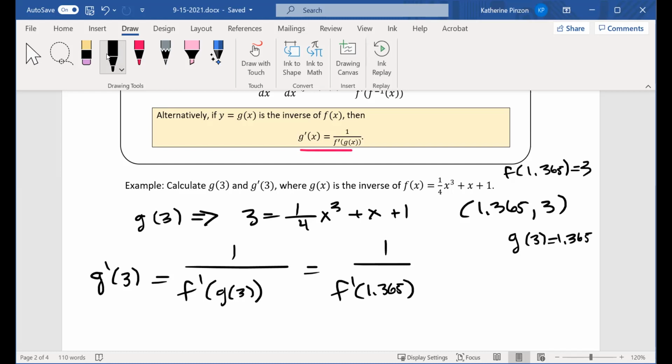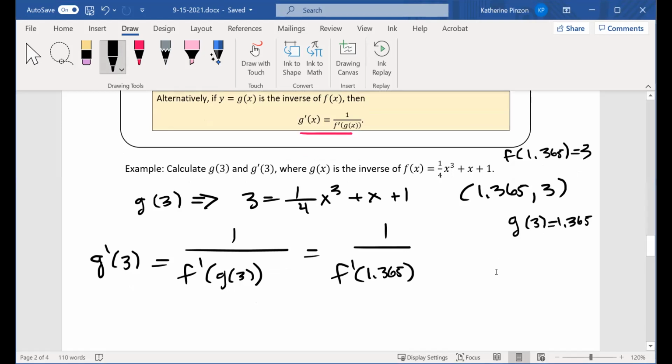I got 1.365 by saying f of what equals 3. So I solved this equation, f equals 3. I did that in Desmos. I just graphed that. I graphed 3 and I found out where they were the same. So that was the Desmos here. Here was my f. Here was where they're equal. So when x is 1.365, y is 3. That means in the inverse, when x is 3, y is 1.365. The inverse switches the x's and the y's.